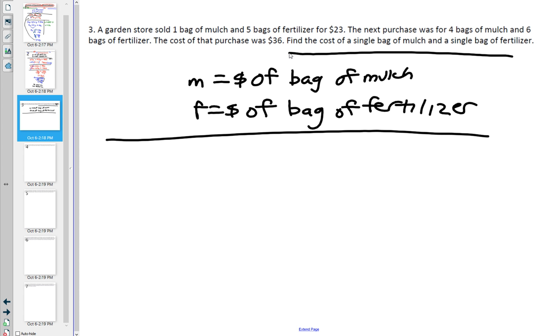All right, here. I'm going to slowly pass these on to you, meaning eventually you're going to have to solve these on your own. But for this one, I'll solve it for you, but at least you write the equations for me. Jocelyn, write the first one. If 1 bag of mulch and 5 bags of fertilizer cost $23, translate that from words to math.